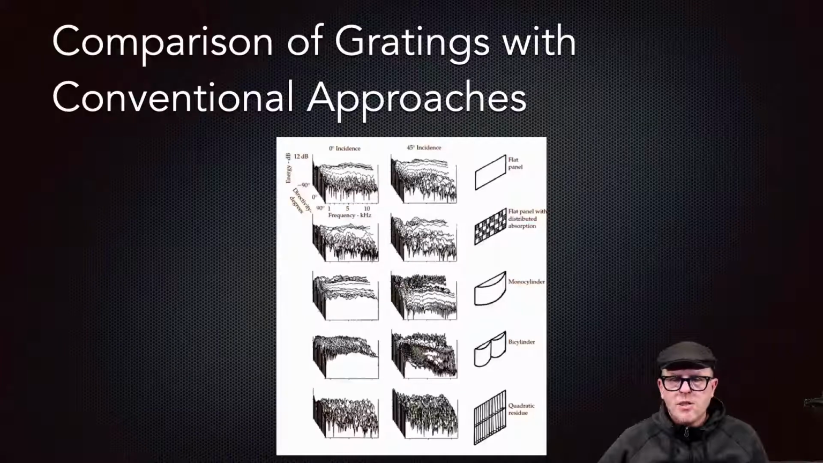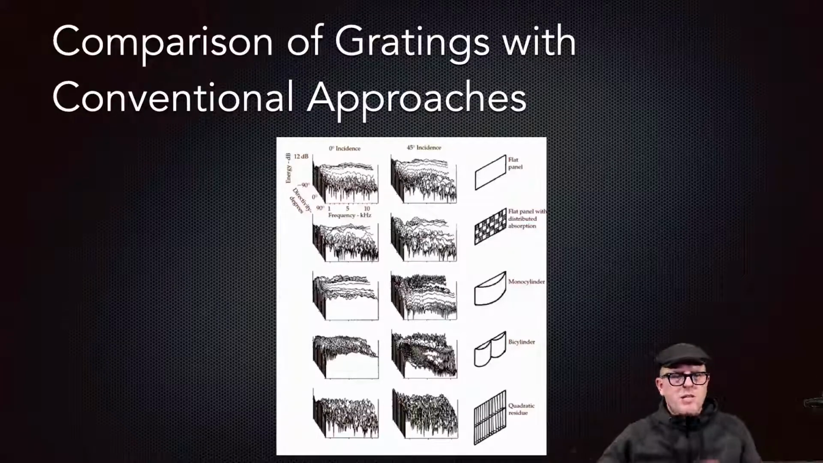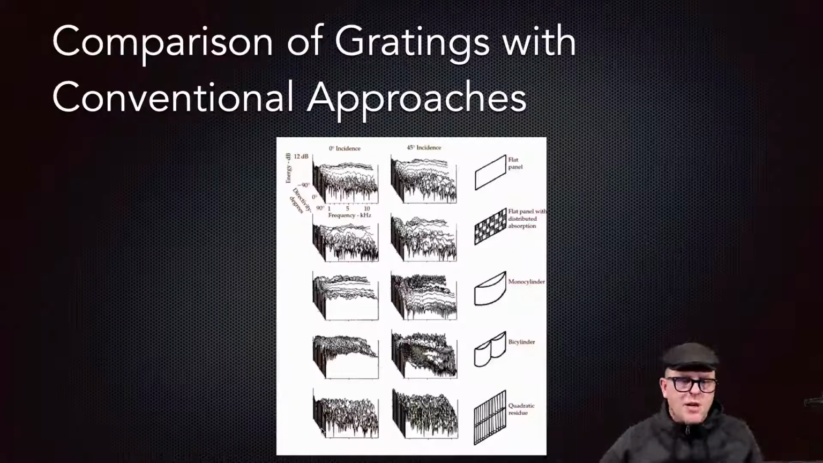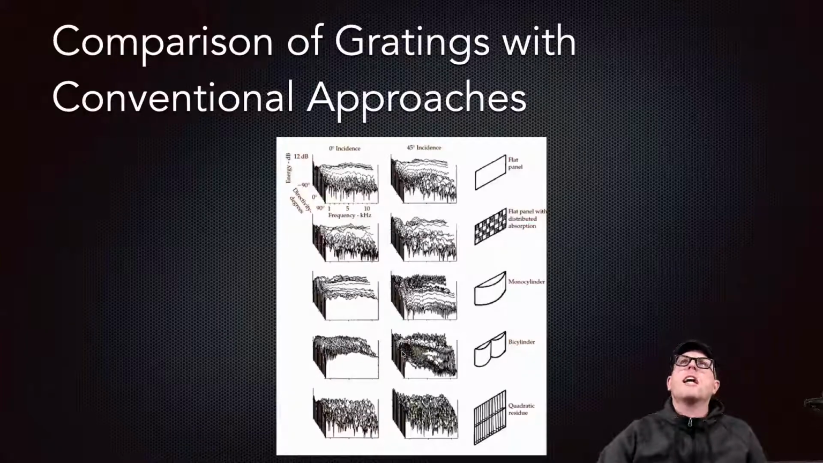And then we see a bicylinder. So bicylinder, so two smaller ones tend to work pretty good at a 45-degree angle. So actually it tends to break up that center peak by having two of these pretty well. But we see that quadratic QRD right here, it's just insane how much energy it spreads around. It just distributes the energy everywhere. So that's a good thing.